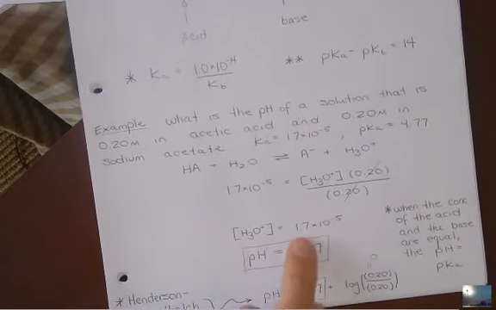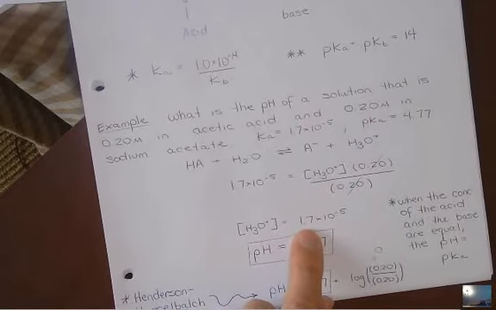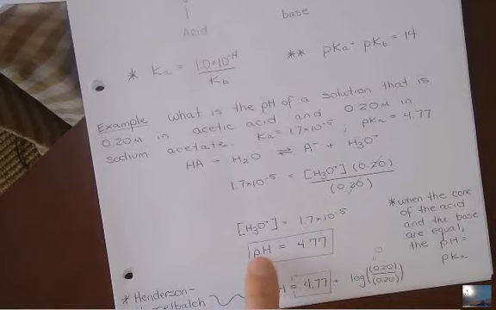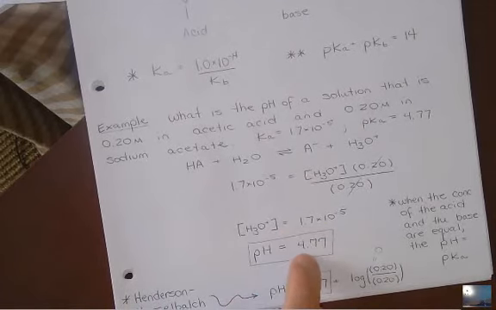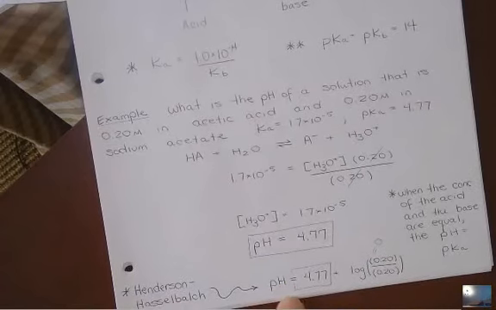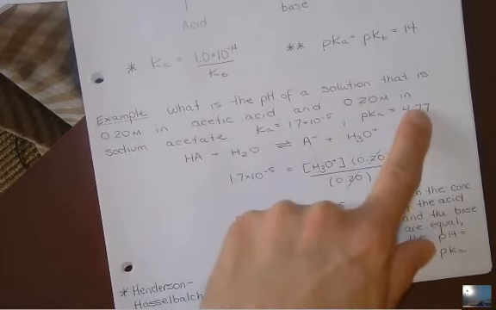Look at that. There's the Ka, there's the pKa. If the hydronium ion concentration is 1.7 times 10 to the minus 5, what's the pH? Just take the log of that number, throw away the negative sign. You're going to get 4.77. Let's do it quickly the Henderson-Hasselbalch way. Henderson-Hasselbalch says pH is equal to pKa. Well, they gave you that.